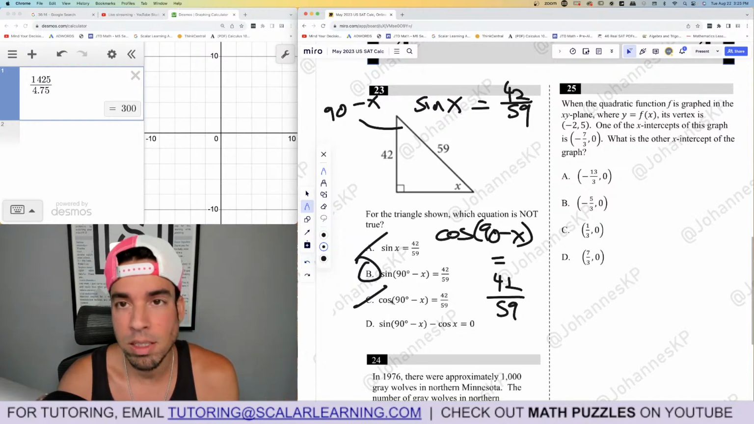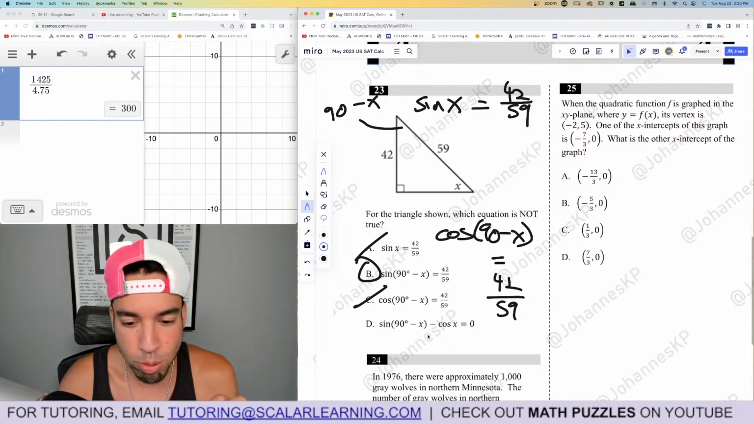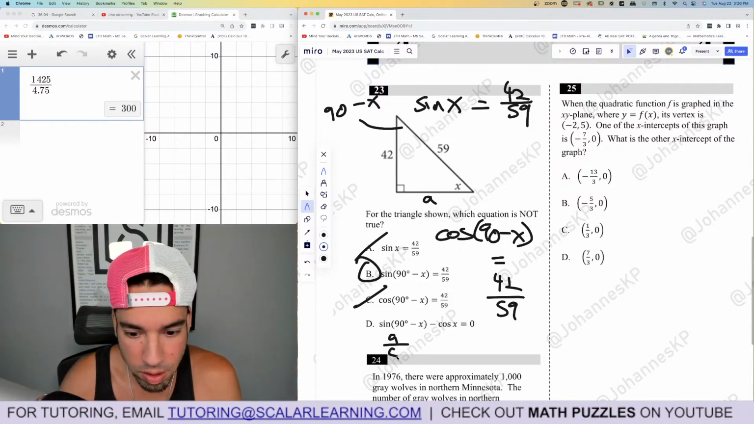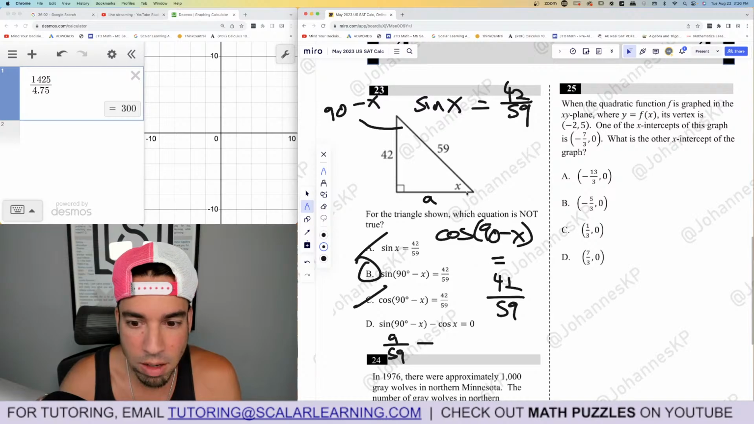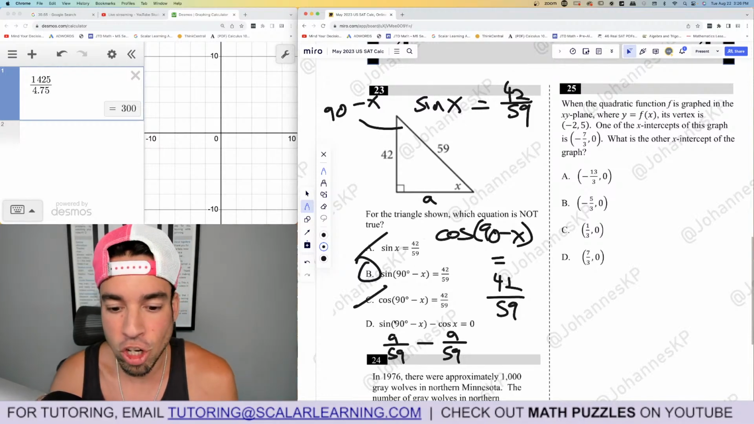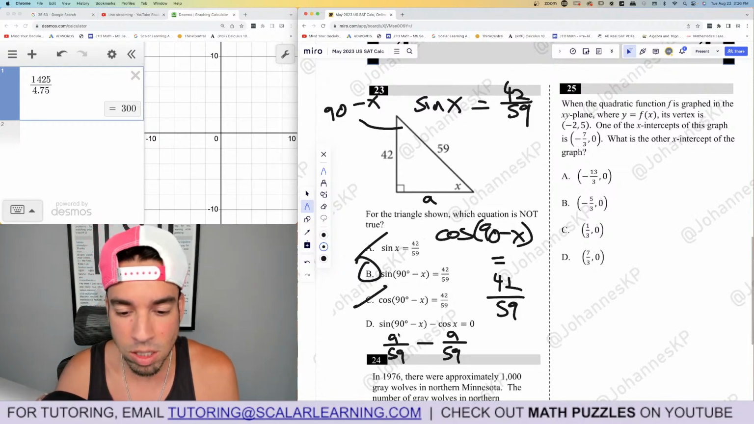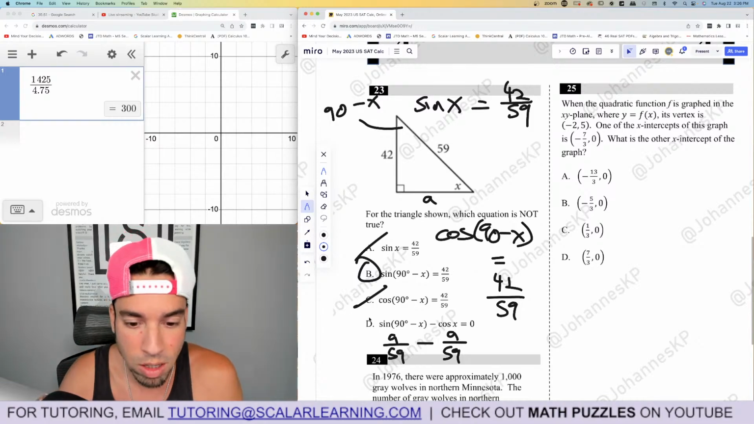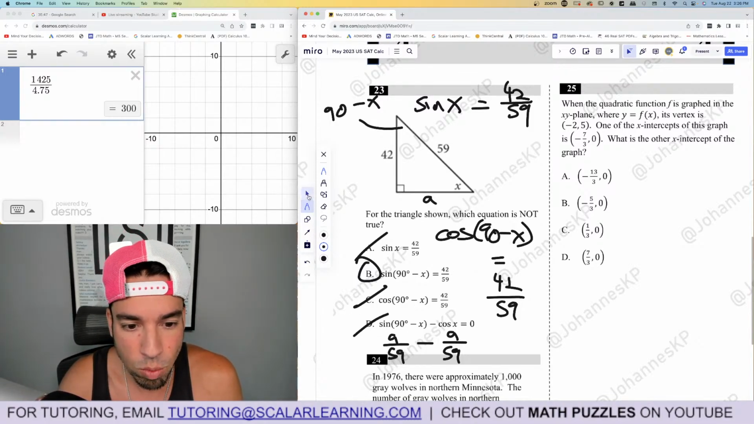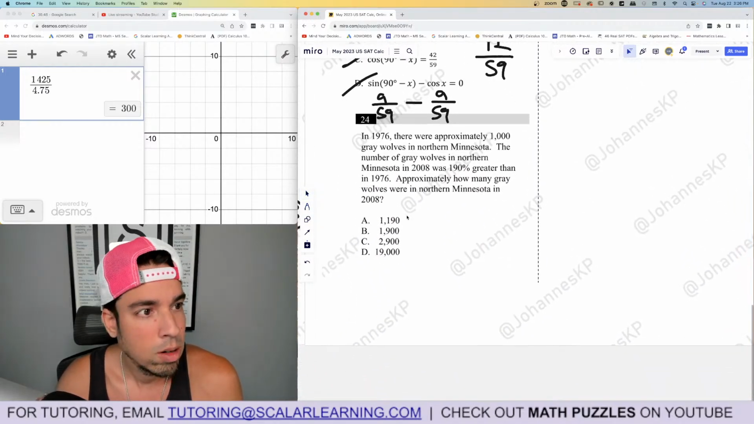This is a rule. You can prove it too, because let's call this side A. Sine of 90 minus x is opposite over hypotenuse, so A over 59. And then cosine of x is adjacent over hypotenuse, which is, again, A over 59. So you can prove that that does equal 0. But in general, cosine of an angle is equal to sine of the complement and vice versa. So if those are equal, they have a difference of 0. So B is the winner. Boom, done. Number 24. How are you doing time-wise?